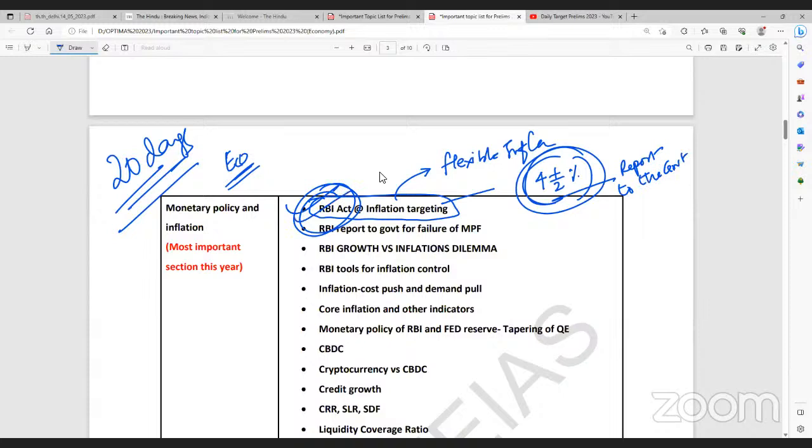This can come in next year's exam. This can come in the 2023 prelims examination. This is very important. Please note down: RBI report to government for failure of monetary policy framework.